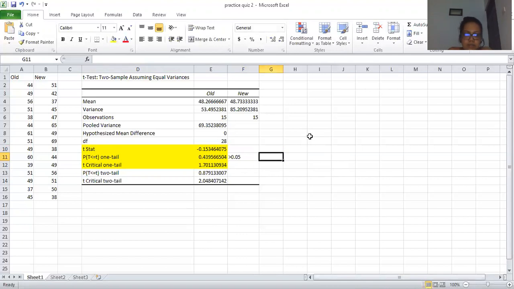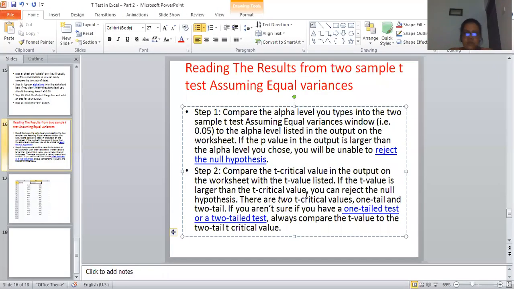So what does it mean? We are unable to reject the null hypothesis. Now we are going to look at the t-stat values. Look at what is given in the decision rule, step 2. Compare the t-critical value in the output on the worksheet with the t-value listed. If the t-value is larger than the t-critical value, you can reject the null hypothesis. If the t-stat value that you are getting is larger than the t-critical value, you can reject the null hypothesis.